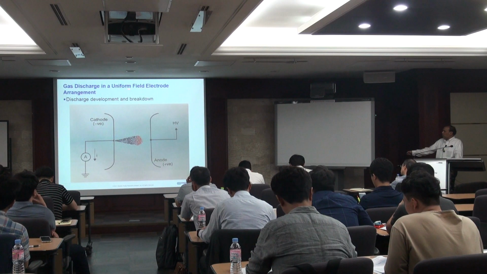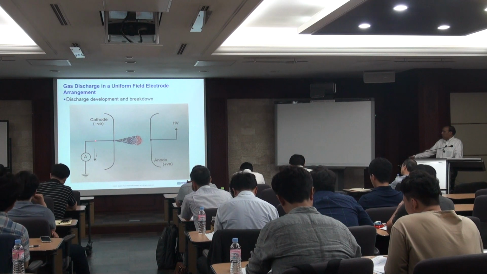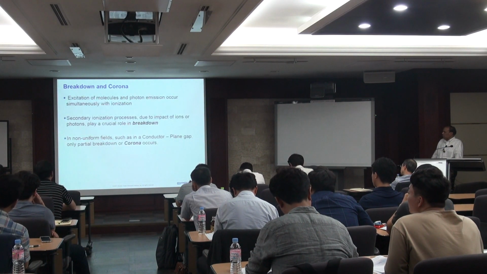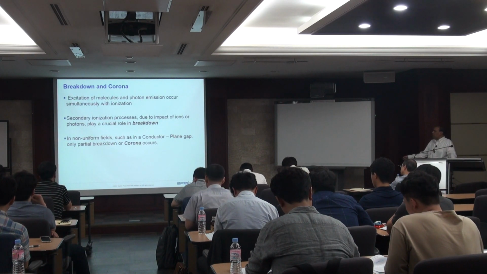This is for a uniform field electrode arrangement. Uniform field means there's a positive anode and a negative cathode. If you measure with an ammeter, you see a current flowing because of this discharge or breakdown of the air between those two plates. So again, reiterating the process, what is a breakdown?